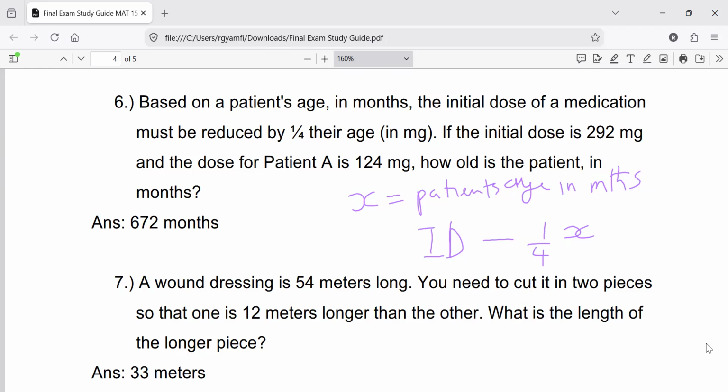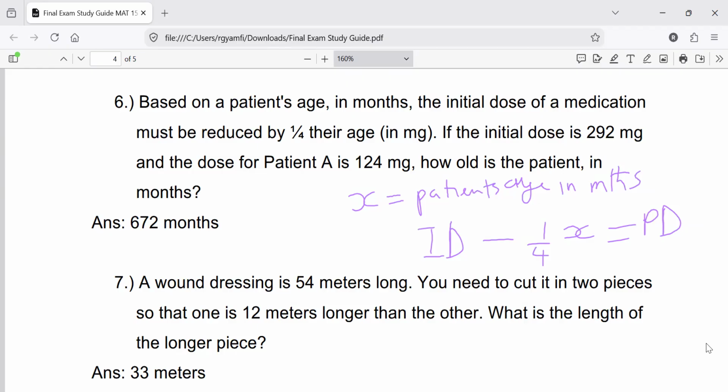And this should be equal to the dose the patient is going to take. So I'm going to say the patient dose. I don't know what medication this is. It doesn't tell us, but it tells us that if you have the initial dose and you subtract a quarter of their age in months from it, it should give you the dose the patient is going to take. So let's keep going with the problem.